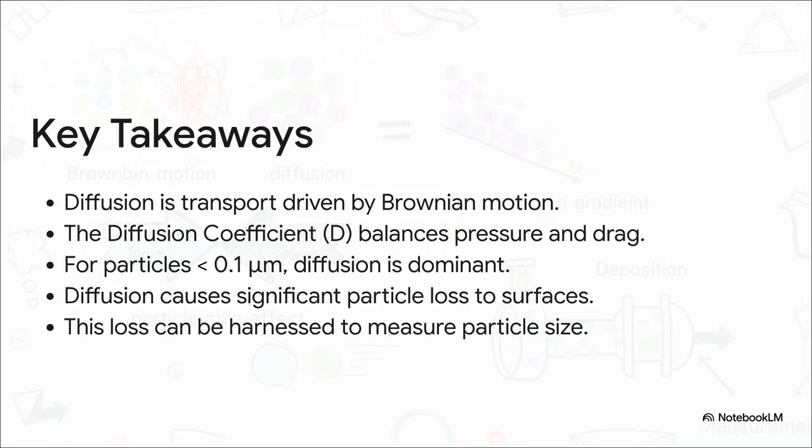All right, let's wrap this up. For your defense, these are the core concepts you need to have absolutely locked down. 1. Diffusion is the net result of random Brownian motion. 2. The diffusion coefficient D is a tug-of-war between pressure and drag. 3. For tiny particles, diffusion beats gravity, hands down. 4. This dominance leads to massive particle loss on surfaces. And 5. We can cleverly turn that loss into a precise measurement technique.